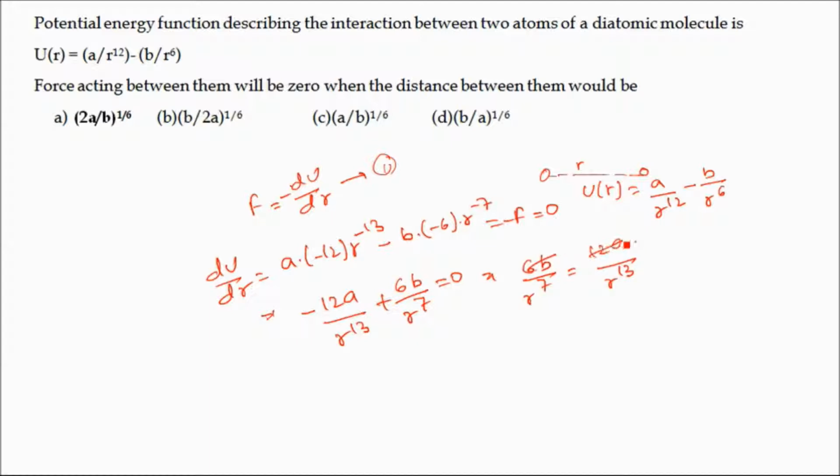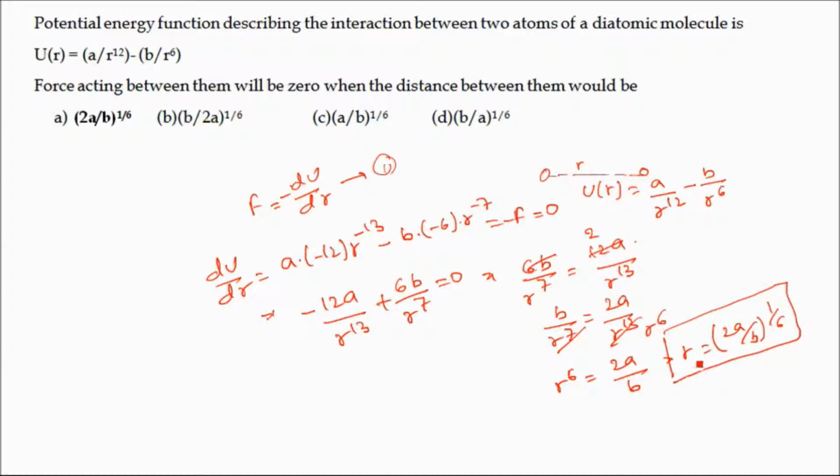So from there we get b by r raised to the power 7 is equal to 2a divided by r raised to the power 13. So we get r to the power 6 is equal to 2a by b, and r is equal to (2a by b) raised to the power 1 by 6. So if you see the options, then option A is correct: r is equal to (2a by b) raised to the power 1 by 6. So the answer will be A.